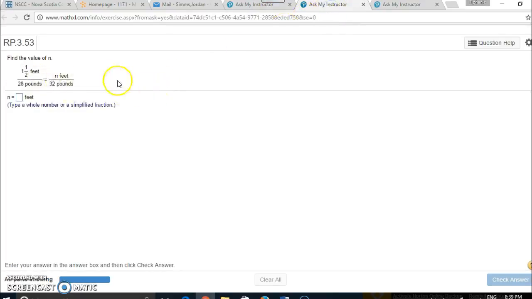Next one, find the value of n. Now this is the same play. Okay, we got 1.5 times 32. So we're going to do that calculation, 1.5 times 32. And then you're basically just going to divide it by 28.